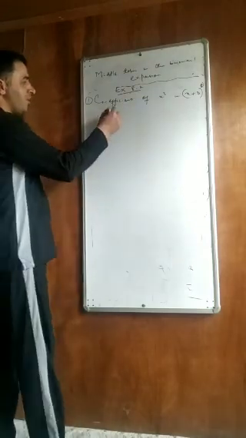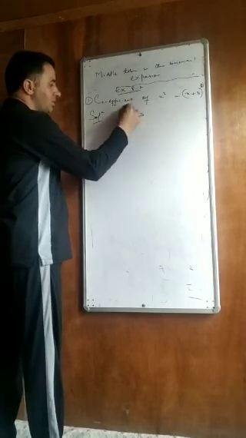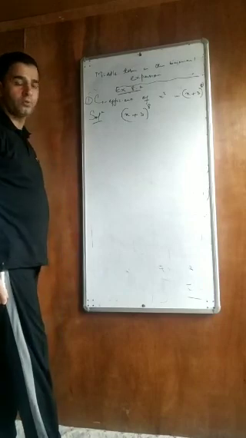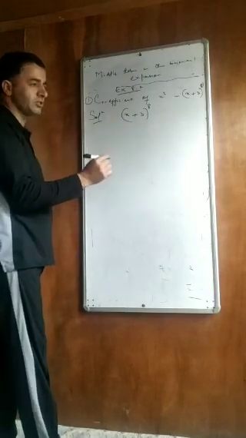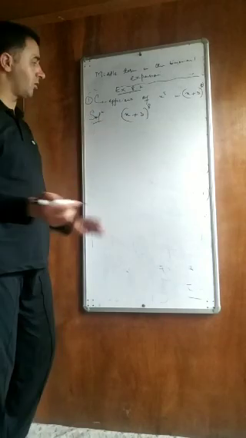So before solving, we have a binomial which is x plus 3, and its degree is 8. Okay. So the binomial is x plus 3. We can write here, we know the general term. What is the general term?